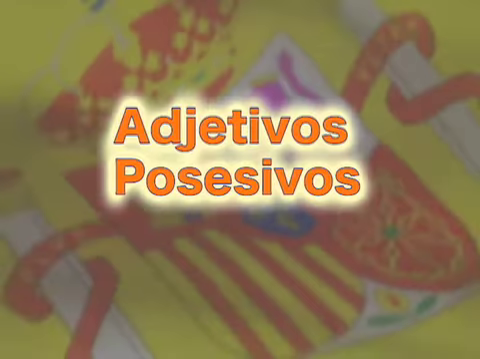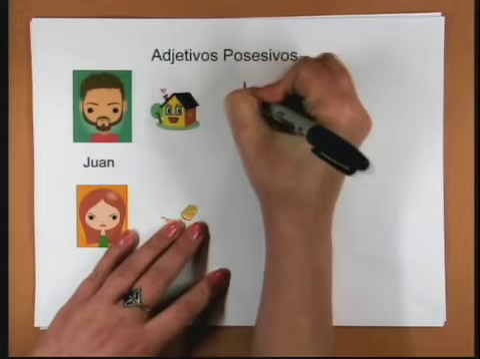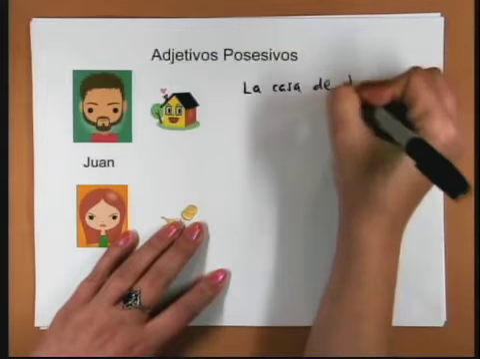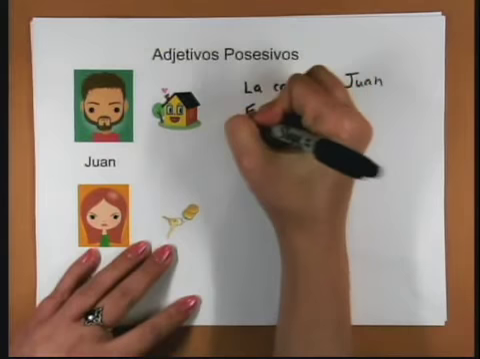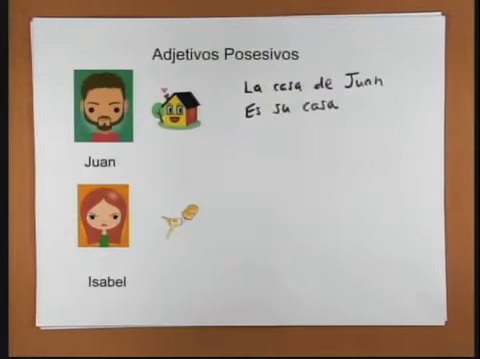A continuación, vamos a hablar de los adjetivos posesivos. Next, we'll talk about possessive adjectives. To talk about possession in English, we say apostrophe S, Juan's house. But how would you say Juan's house in Spanish? You cannot use an apostrophe S. So, Juan's house es la casa de Juan. You have to say it the long way. La casa de Juan es su casa. It's his house. Es su casa. Es la casa de Juan. You may have heard the expression, mi casa es su casa. Those are possessive adjectives. My home is your home. Mi casa es su casa.